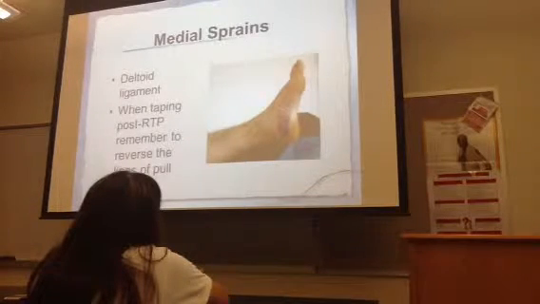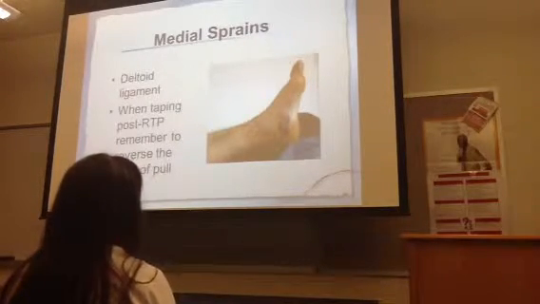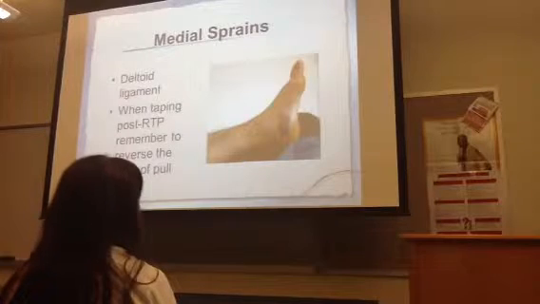So, medial sprains affect the deltoid ligament. I just kind of talked about the taping. Just remember, when reversing the lines of pull, make sure they're the exact same. Okay.